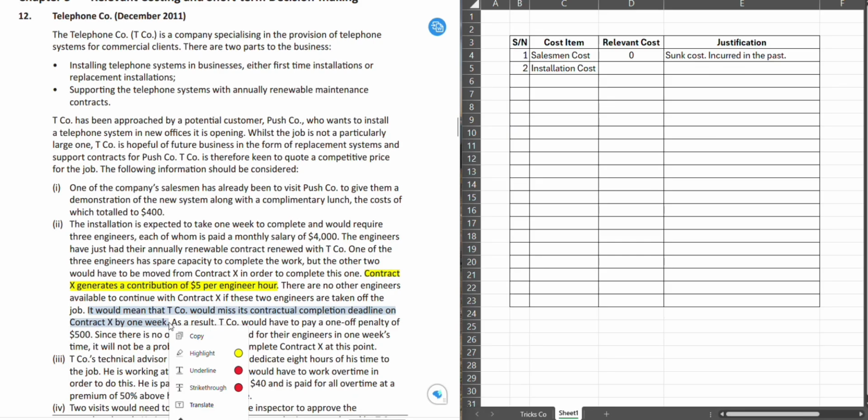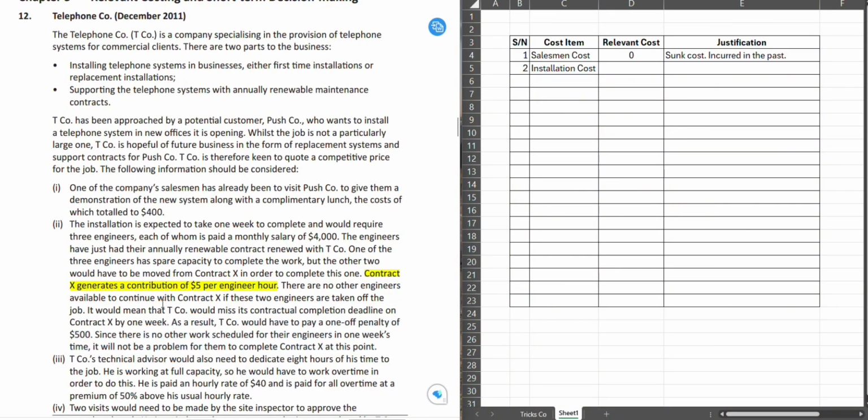So we will still be able to complete contract X that is giving us $5 per engineer hour. But look at this. As a result, TICO would have to pay a one-off penalty of $500 since there is no other work schedule for their engineers in 1 week's time. It will not be a problem for them to complete contract X at this point. So what this is saying is that we will still complete contract X.